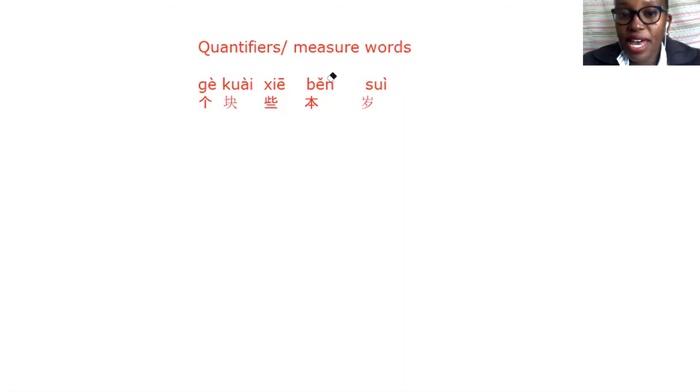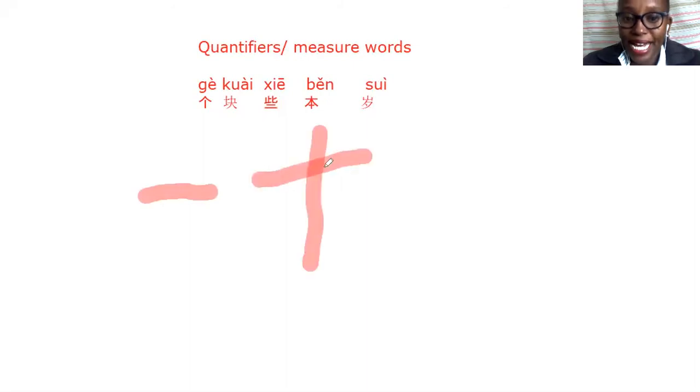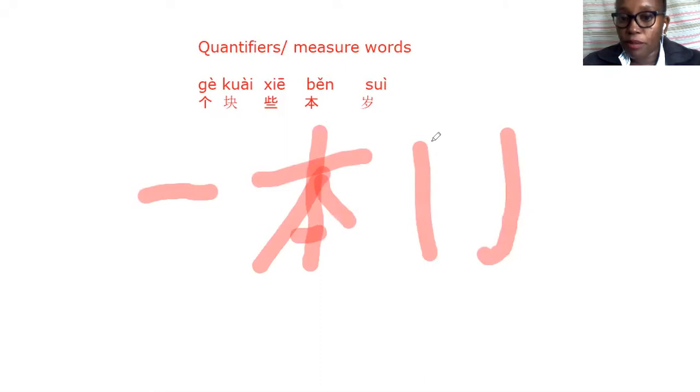And then we have the measure word 本. We say that 本 is a measure word for book. If we want to say one book, we'll say 一本书. So it's a 一本, and then the book, we'd have the book there. So 一本书. Okay.